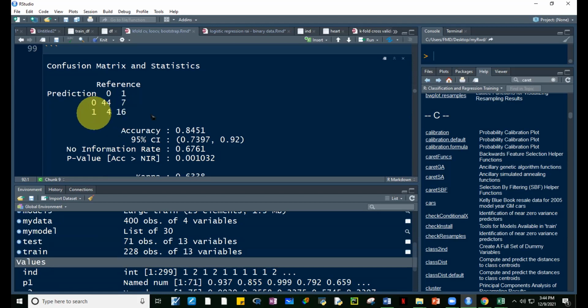Predict sila na they'll die, and then they really died, 16. And then the false positive is this one. This is the false negative. All right? So we have here some metrics.